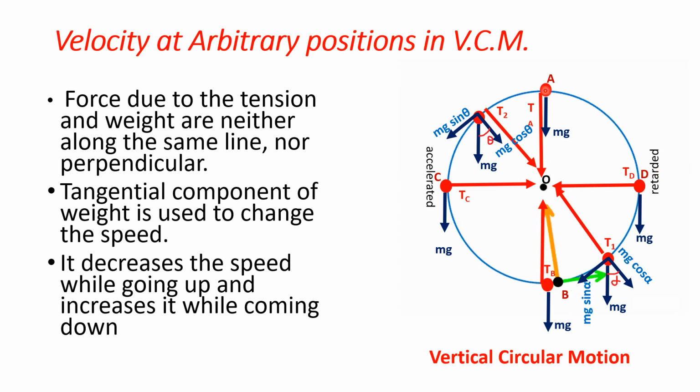Whereas when the bob is moving from point A, that is the uppermost position, to the downmost position, its potential energy decreases and kinetic energy increases. Hence it is called accelerated motion.